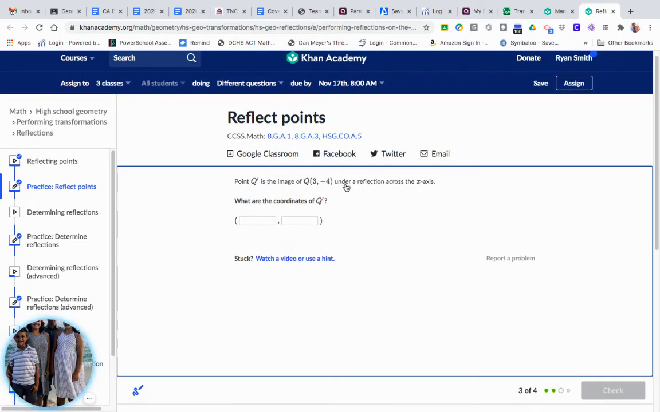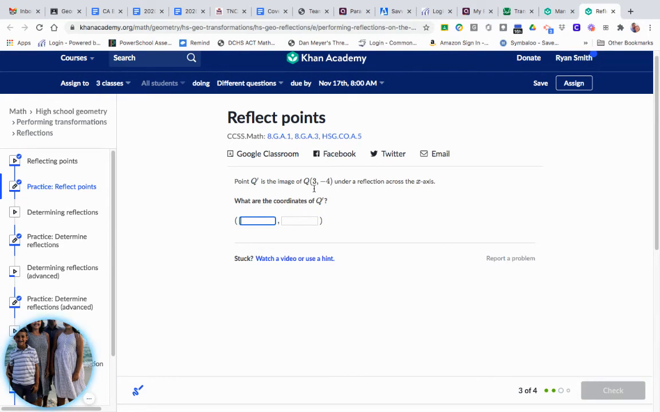Here's my reflection rule. I got Q prime is the image of that. So this is my pre-image coordinate under a reflection across the x. Remember the x-axis rule: x stays the same, which 3 is going to be 3, and y changes. So that negative 4 turns into positive 4.